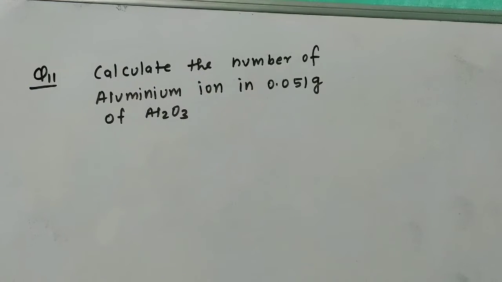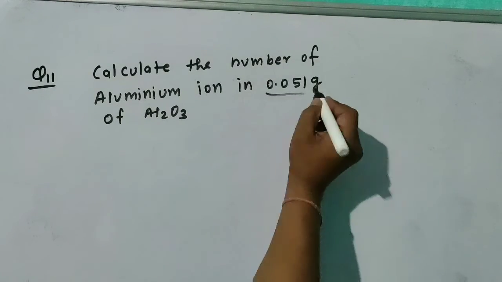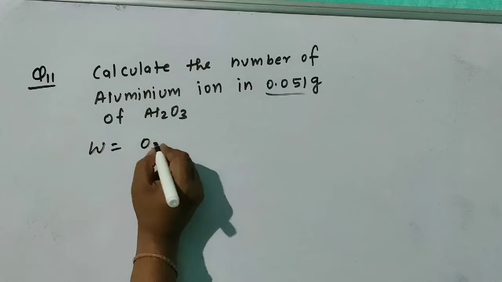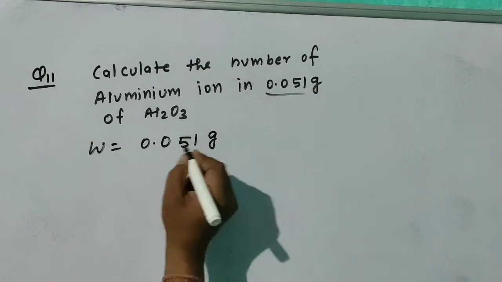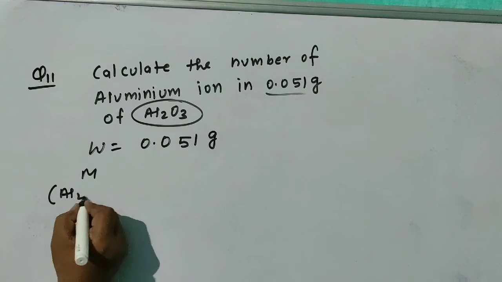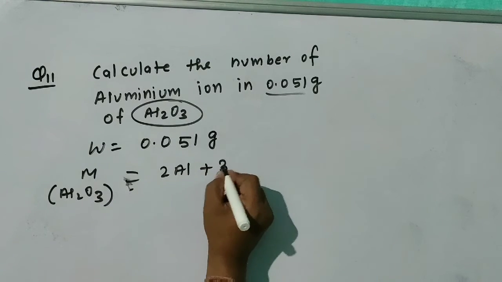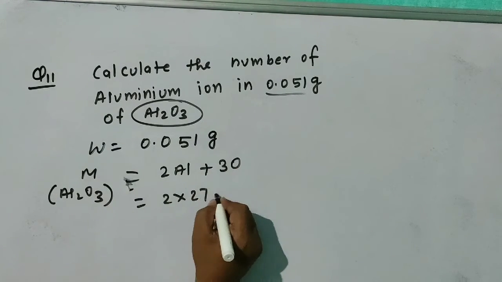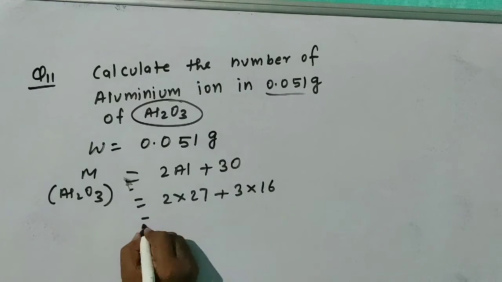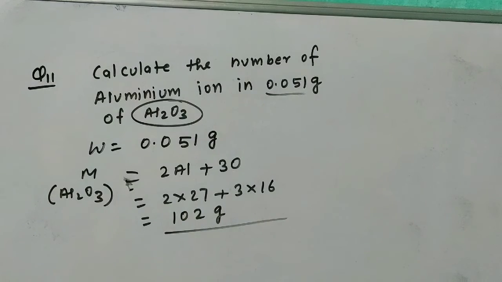Okay students, this is the last question. Calculate the number of aluminium ions in 0.051 gram of Al2O3. Here given mass is 0.051 gram. Now we have to find the molecular mass of aluminium oxide, Al2O3. Here is 2 aluminium plus 3 oxygen, 2 into 27 plus 3 into 16. You calculate this one, it becomes 102 gram.